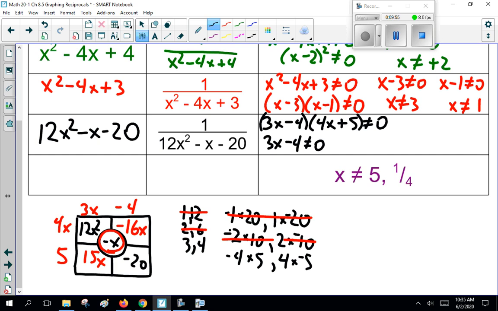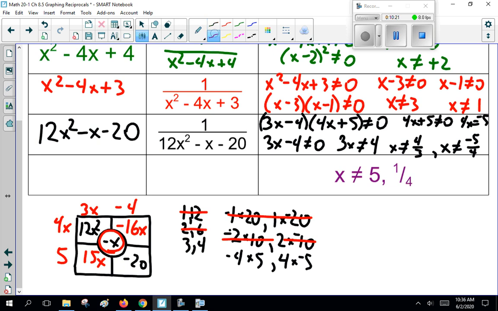That means 3x cannot equal 4, x cannot equal 4/3. And 4x plus 5 cannot equal 0. 4x can't equal minus 5. X cannot equal minus 5 over 4. So we're getting fractions. Okay. That one's annoying. Doable and a good reminder, but annoying.